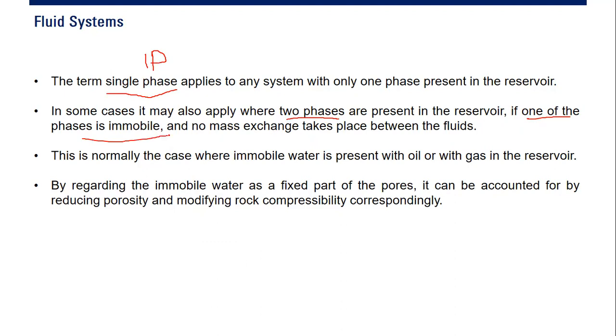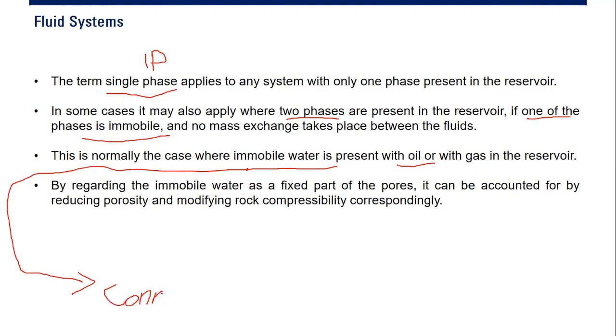Ya, dua fasa tapi satu tidak bisa bergerak. This is normally the case where immobile water is present with oil or with gas in the reservoir. So immobile water, for example, is the connate water, right? Connate water cannot move. So we have two phases, oil or gas, and one connate phase, then it's also one phase. Itu tetap kita anggap sebagai sistem satu fasa.